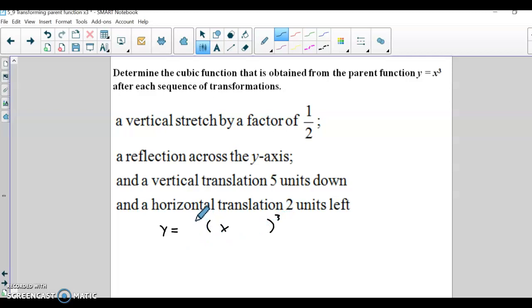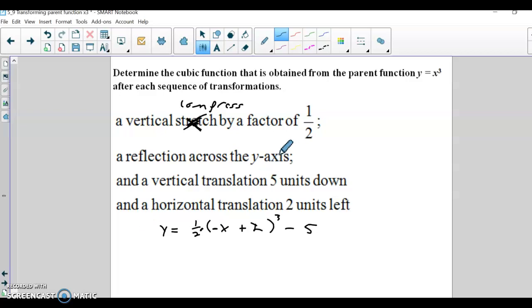All right, stretch is going to be multiplied, so I'm going to, actually that's an error. That should be a compress because we're something between 0 and 1. So that'd actually make it compress. I don't know what the author of this question was doing here. That should be a compress by 1/2. We reflect across the y-axis, you're going to have a negative on the inside part there. Down 5, minus 5, and left 2 would be a plus 2 inside there. That would make us go left 2. All right, I believe that's it.